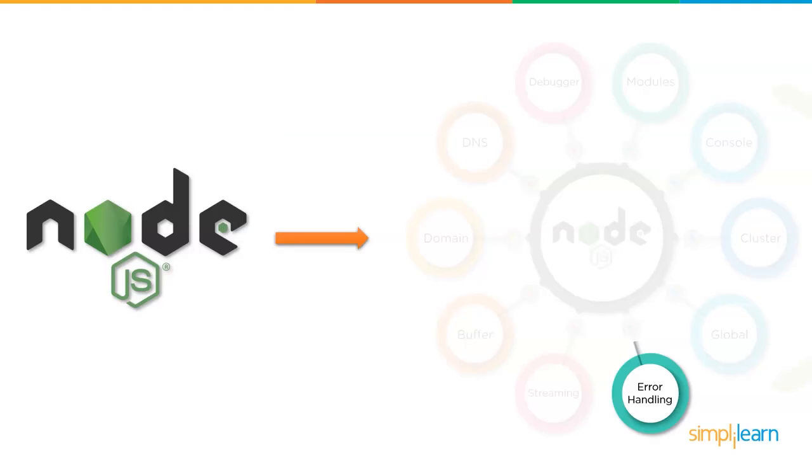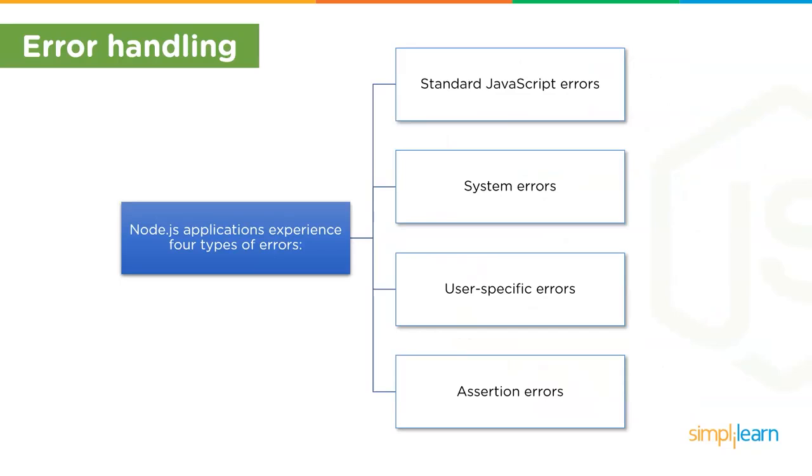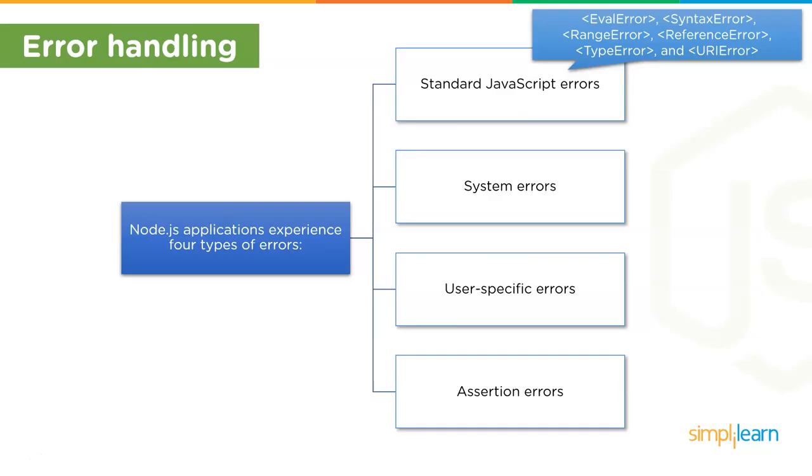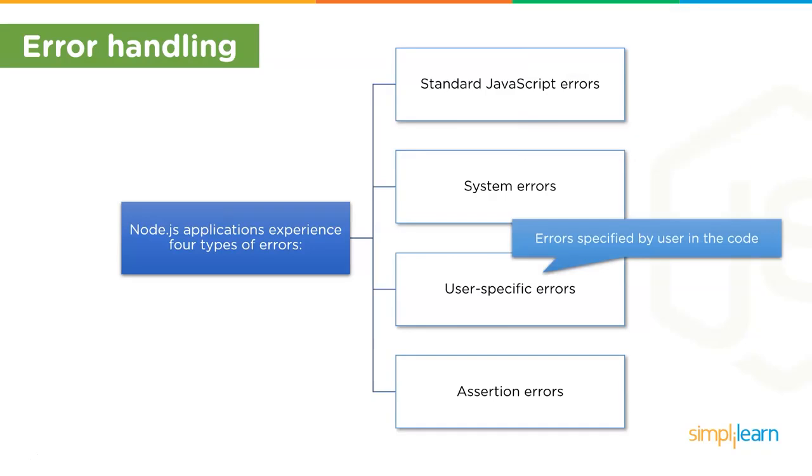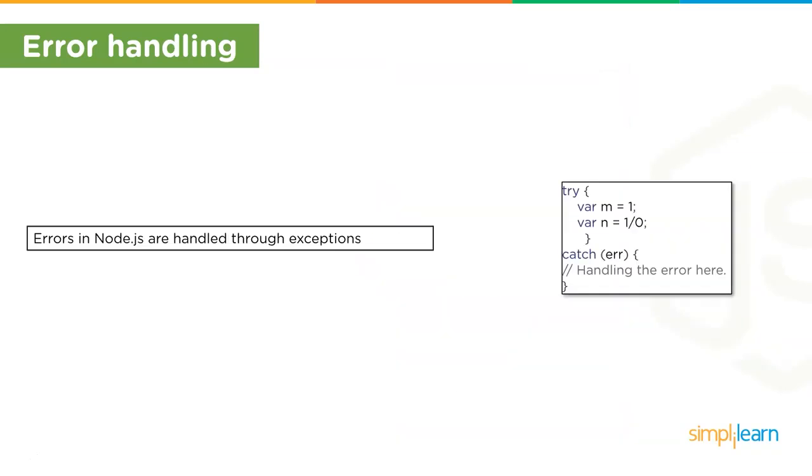The next component is error handling. Now Node.js applications experience 4 types of errors. We have the standard JavaScript errors, system errors, user-specific errors, and assertion errors. Now errors in Node.js are handled through exceptions. Now for example, let's handle an error that would occur when we divide a number by 0. Now this error would crash the Node.js application, and so we should handle this error. Here's a small code for you.